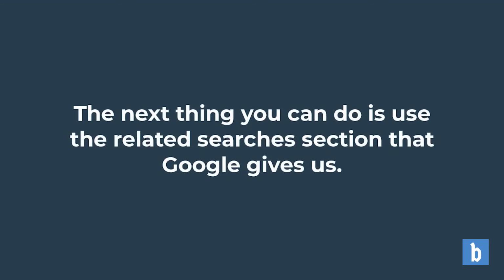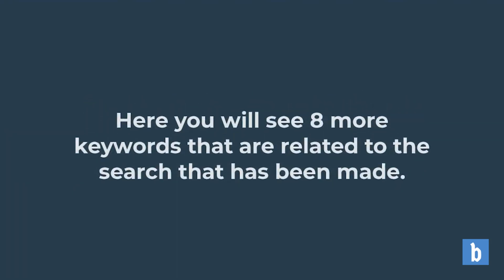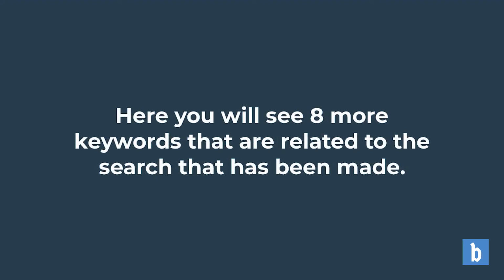The next thing you can do is use the related searches section that Google gives us. So simply search for each of your topics once again, and actually click search this time, and then scroll to the bottom of the results where it says searches related to. Here you'll see 8 more keywords that are related to the search that has been made. So let's do this now.